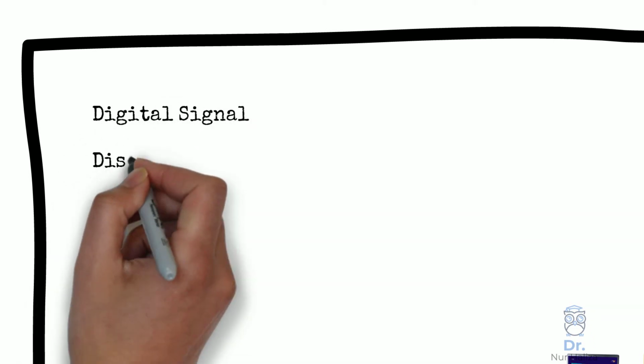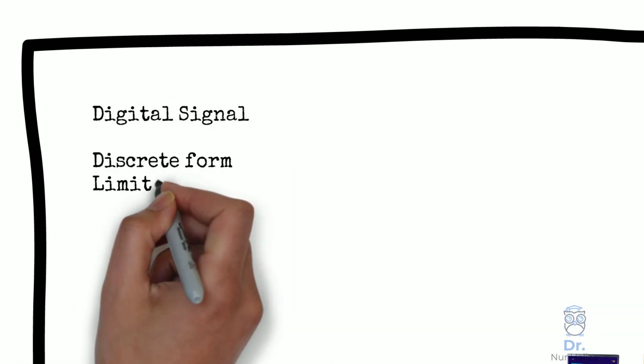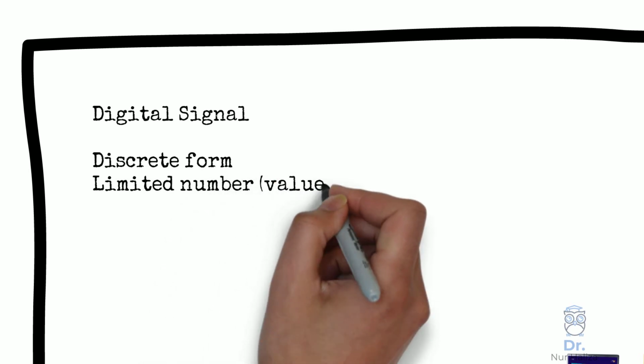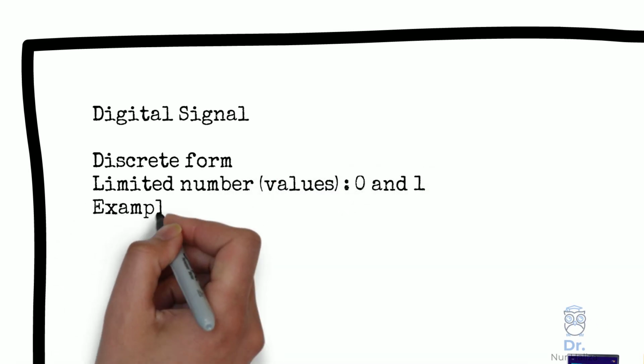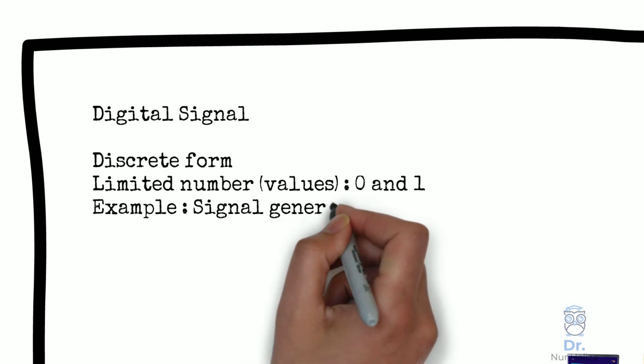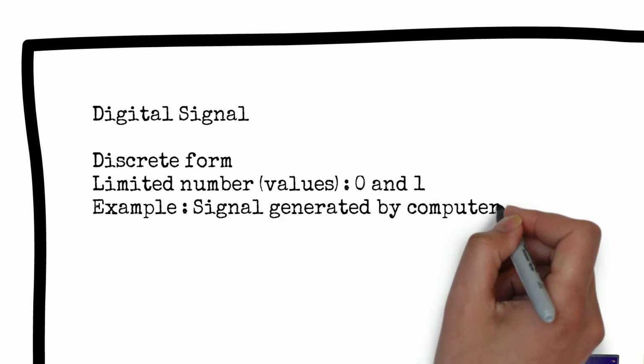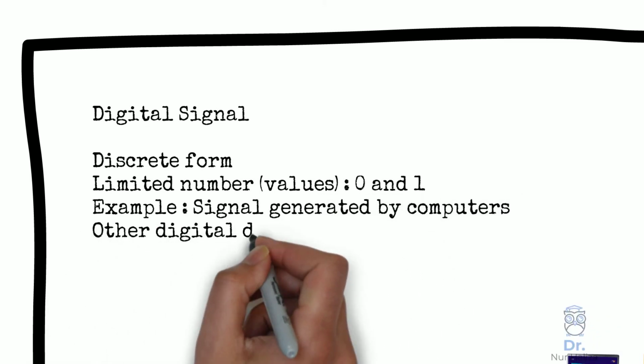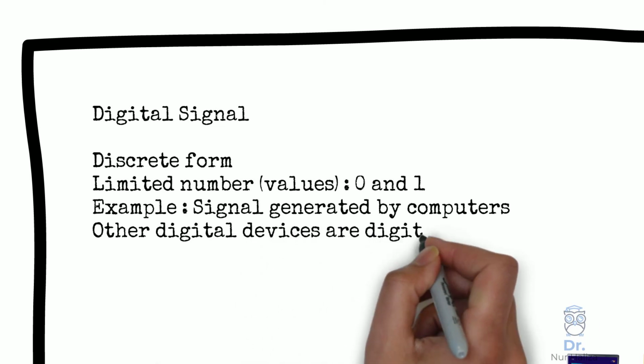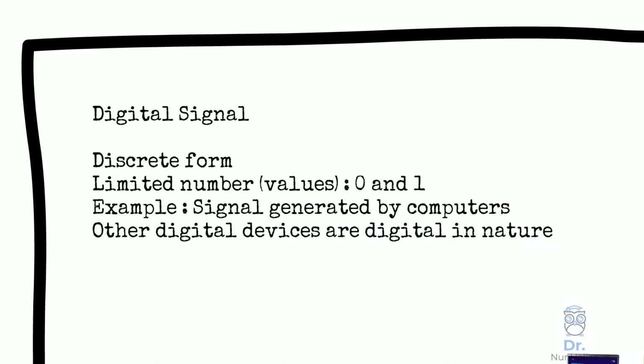Now maybe we can move to digital signals. A digital signal is basically a signal in discrete form. It can have only a limited number of defined values, such as 1 and 0. The examples are signals generated by computers or other devices. Digital devices are digital in nature.